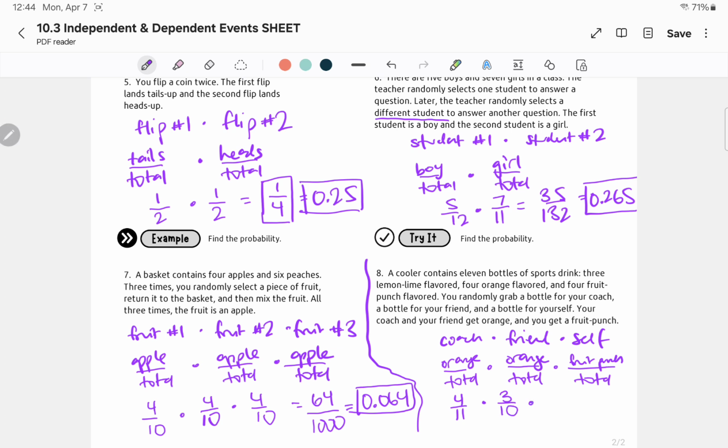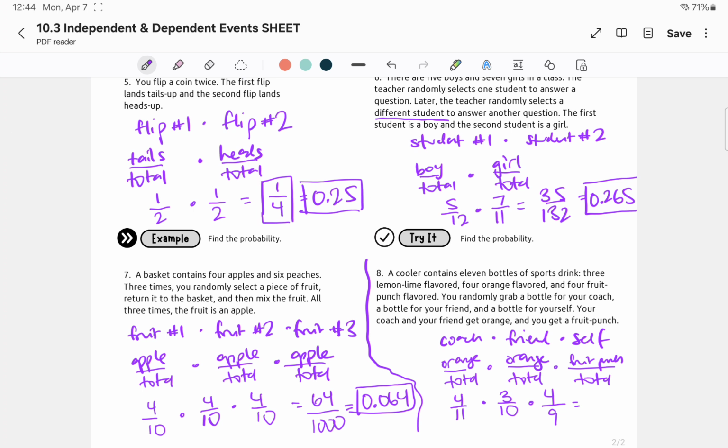So see how the first event is 4 bottles out of 11, so 4 out of 11, just picking an orange. Now that orange has been picked, there's 1 less orange in the cooler, and there's 1 less bottle in the cooler. So that's where I'm getting that 3/10 from. And then the fruit punch, there are 4 fruit punch. And now there's a total of how many bottles? 9. Okay, so make sure you've accounted for those. Let's see how the numbers are changing because it's dependent.